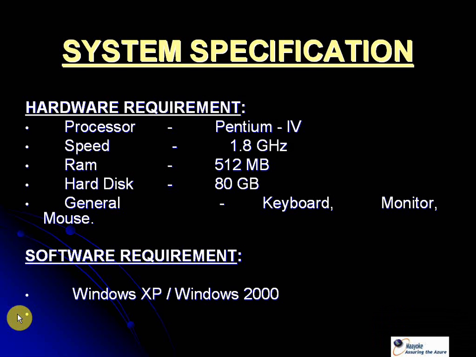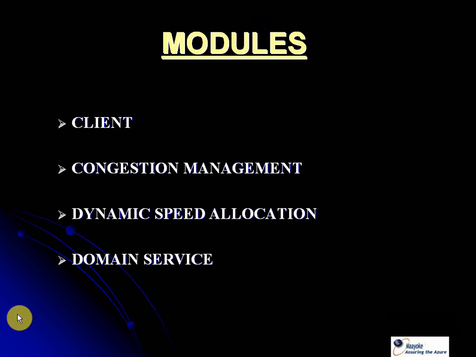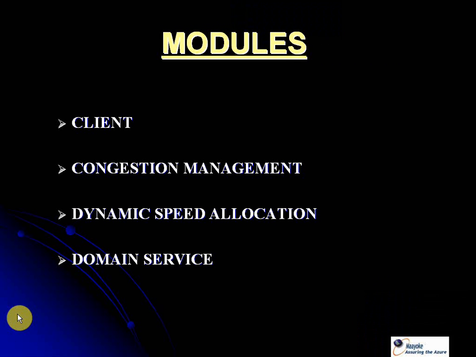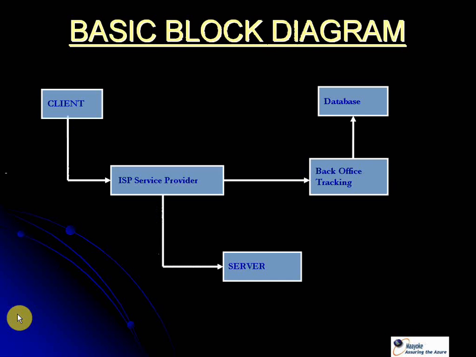System specification: hardware requirement, processor Pentium 4, speed 1.8 GHz, RAM 512 MB, hard disk 80 GB, keyboard, monitor, mouse. Software requirement: Windows XP or 2000. So here in this project we have 4 modules: client, congestion management, dynamic speed allocation, domain service.